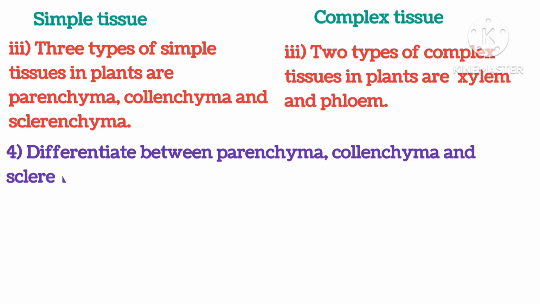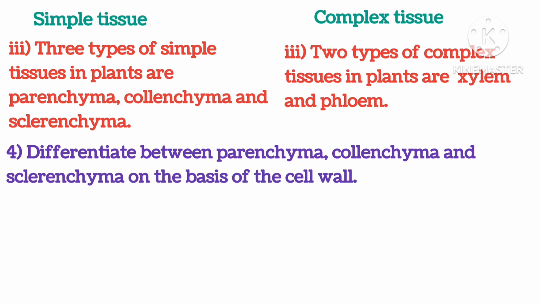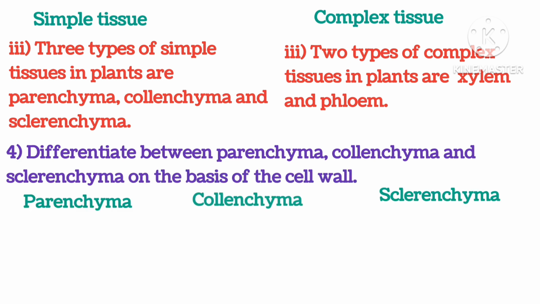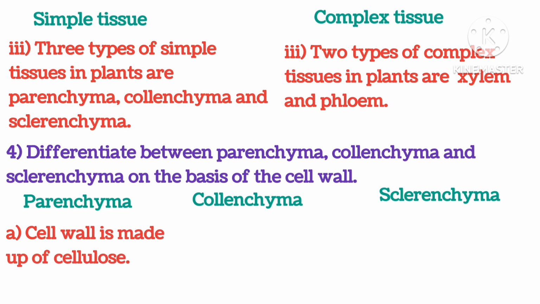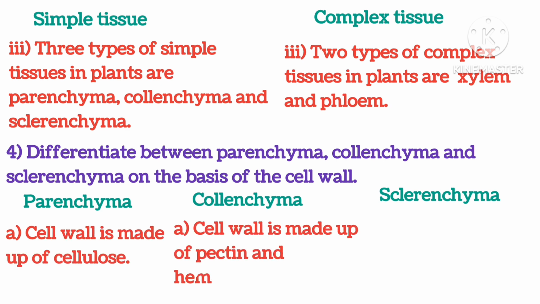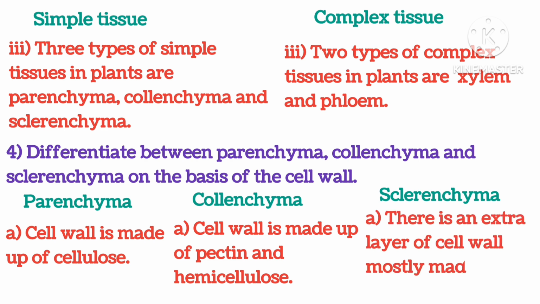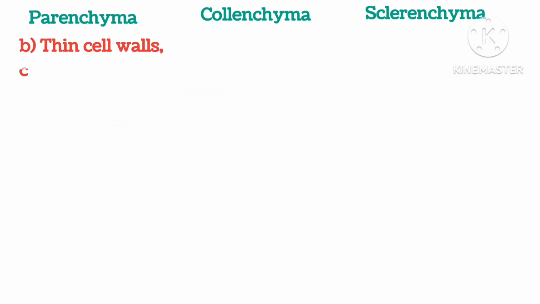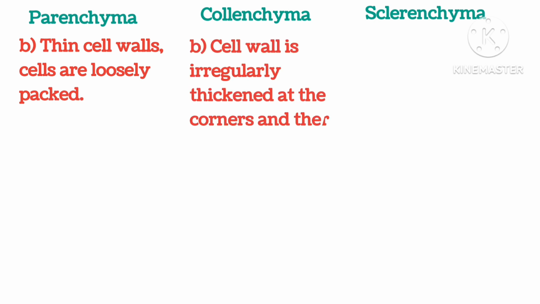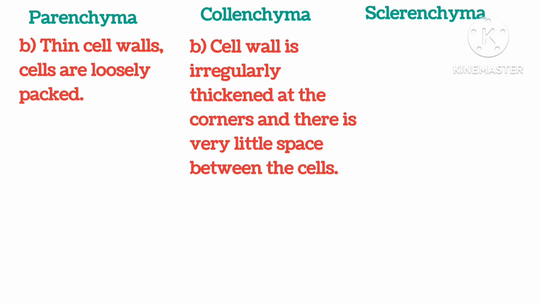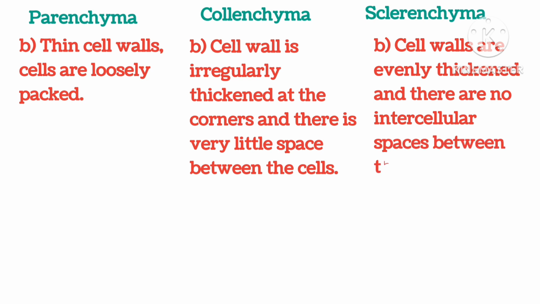Differentiate between parenchyma, collenchyma, and sclerenchyma on the basis of the cell wall. In parenchyma, the cell wall is made up of cellulose. In collenchyma, it is made up of pectin and hemicellulose. In sclerenchyma, there is an extra layer of cell wall mostly made up of lignin. In parenchyma, thin cell walls are present. Cells are loosely packed. In collenchyma, the cell wall is irregularly thickened at the corners and there is very little space between the cells. In sclerenchyma, cell walls are evenly thickened and there are no intercellular spaces between them.